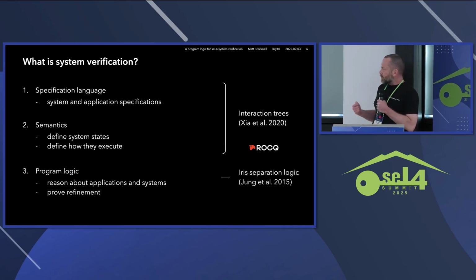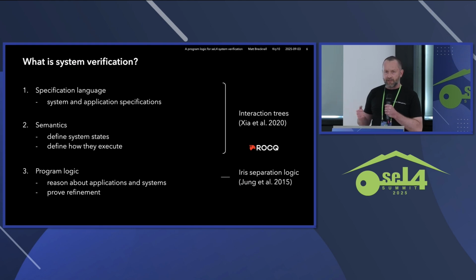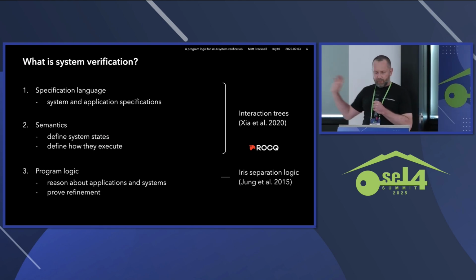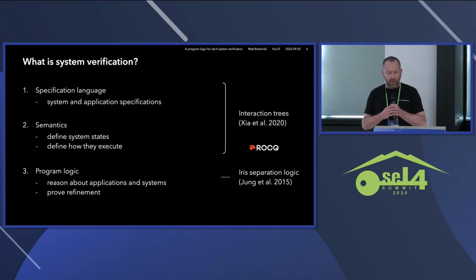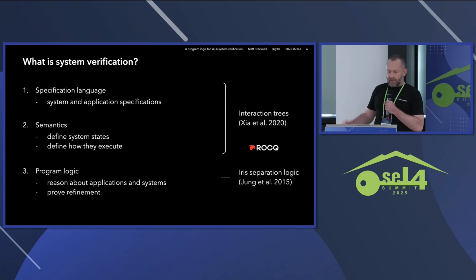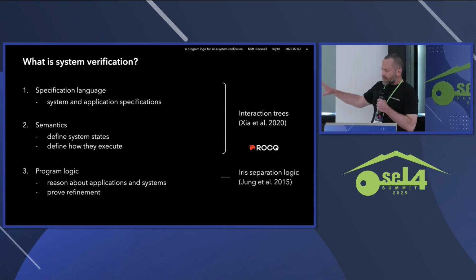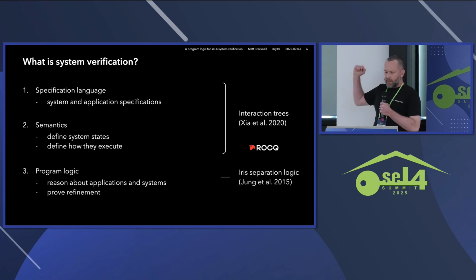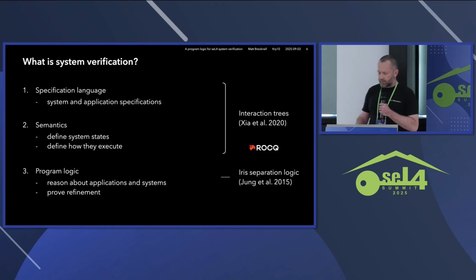There's a typical recipe for doing these kinds of verifications. You obviously need a language to write your specifications, and then you need to say what those specifications mean, that's the semantics, and you need a program logic for actually doing the reasoning steps. The idea is that when you've proved something in the program logic, this tells you something about the way a program executes in that semantics.